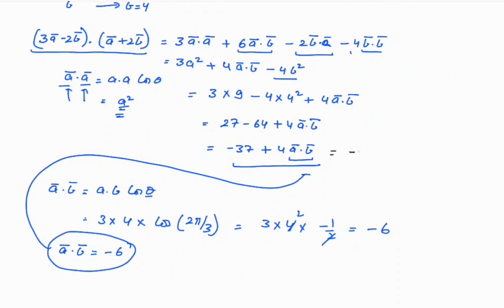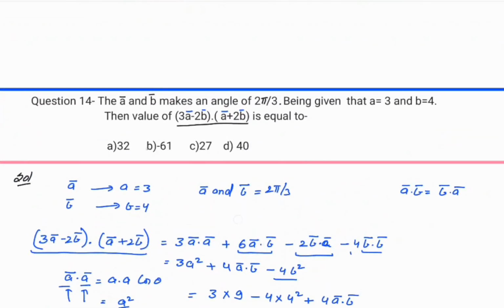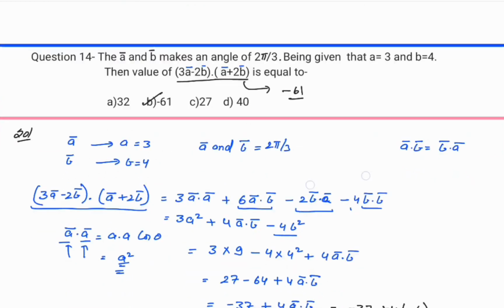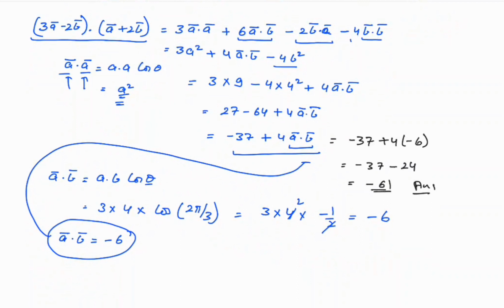Here it is equal to minus 37 plus 4 of minus 6. Minus 37 plus 4 minus 6, you can take minus outside, you get minus 24. You will get minus 61 as the answer. Minus 61 is the value for this expression. Minus 61 is the answer for this.